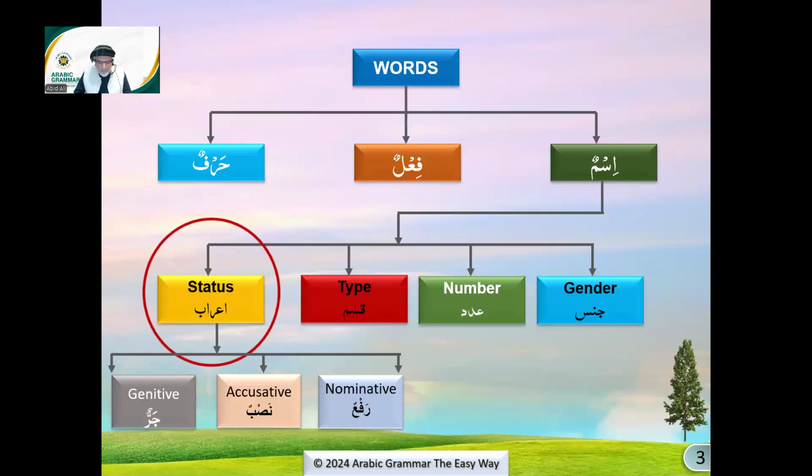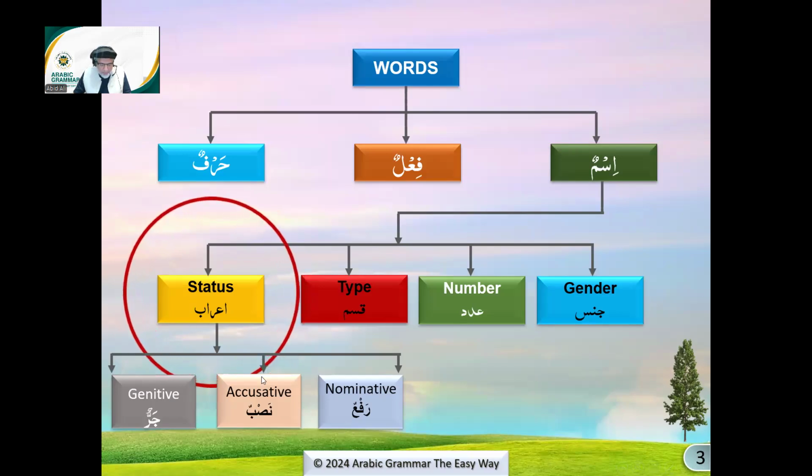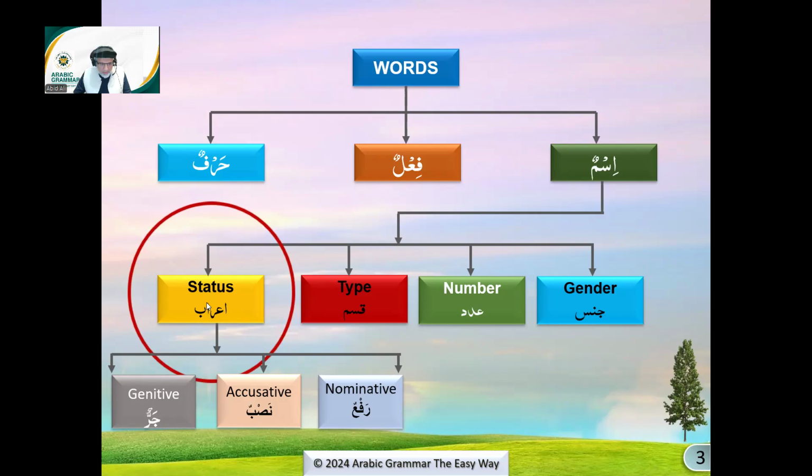So, what we are learning right now is the Arab. And when we look at the Arab, what we are looking for is that Arabic nouns have a property called Arab, which is the status, and it could be any of these three statuses at a given time: Rafa, Nasab, and Jar.